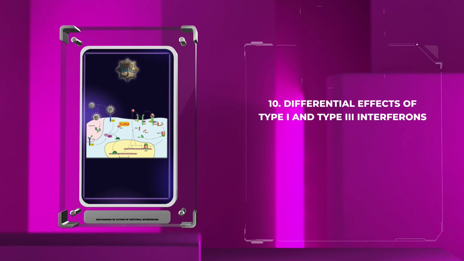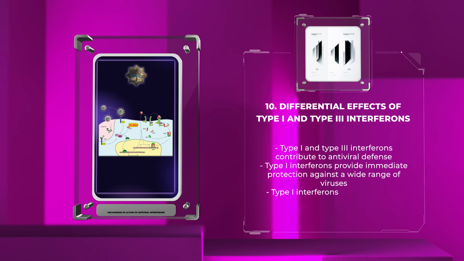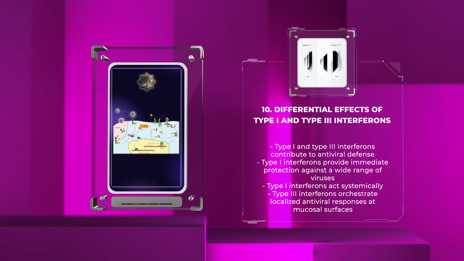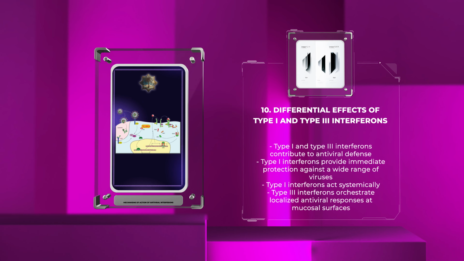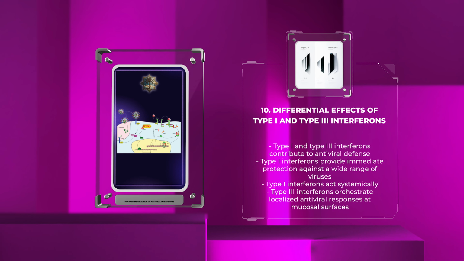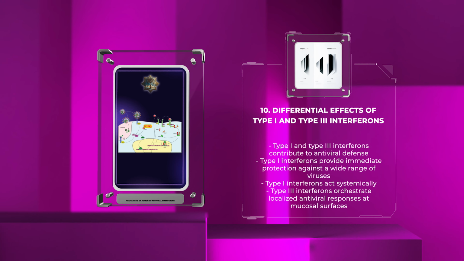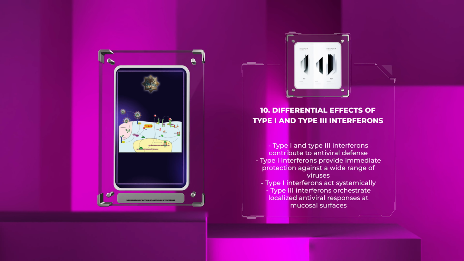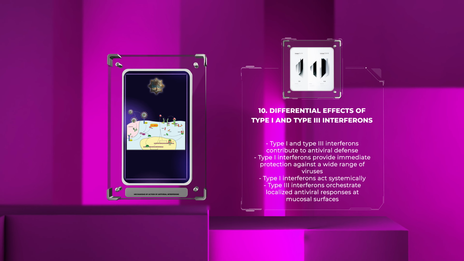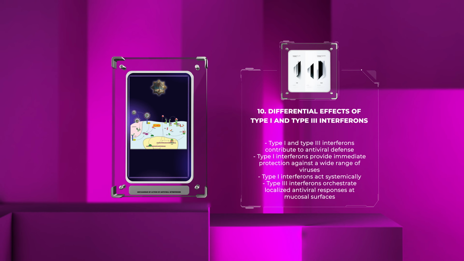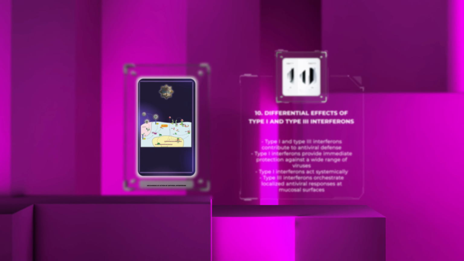Although both type I and type 3 interferons contribute to antiviral defense, they exhibit some distinct properties and roles. Type I interferons are rapidly induced during viral infections and provide immediate protection against a wide range of viruses. They act systemically, diffusing through the bloodstream to reach target cells. In contrast, type 3 interferons are predominantly expressed at mucosal surfaces, orchestrating localized antiviral responses. They play a crucial role in mucosal immunity and are particularly effective against viruses that primarily infect epithelial cells, providing an additional layer of defense at the site of viral entry.